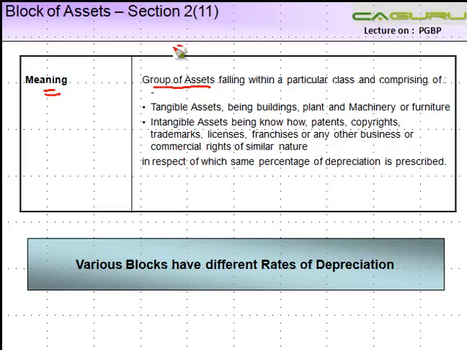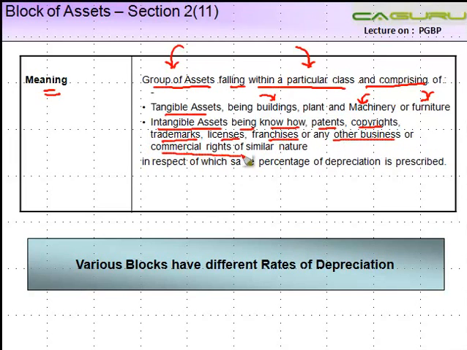So let's understand the meaning of block of asset. A group of assets could be building, plant and machinery or furniture falling within a particular class. Building is one class, plant and machinery is another class. So you have different types of assets classified under different groups and classes under the Income Tax Act, comprising of either tangible assets, being building, plant and machinery or furniture, so you will have separate groups for each of these three, or intangible assets being know-how, patent, copyright, trademark, license, franchise or any other business or commercial rights of similar nature. So these assets can be tangible, these assets can be intangible, right?